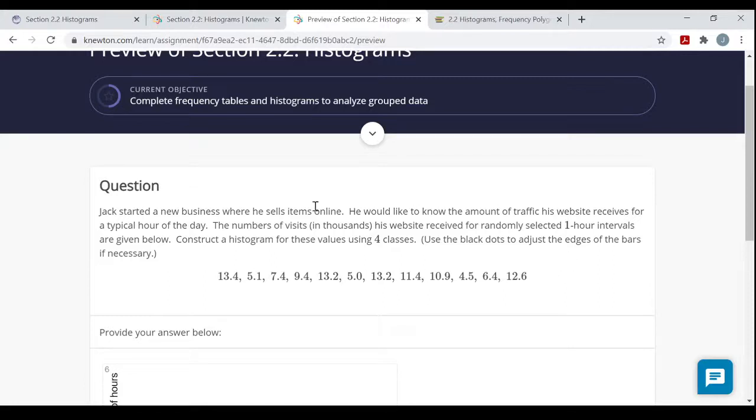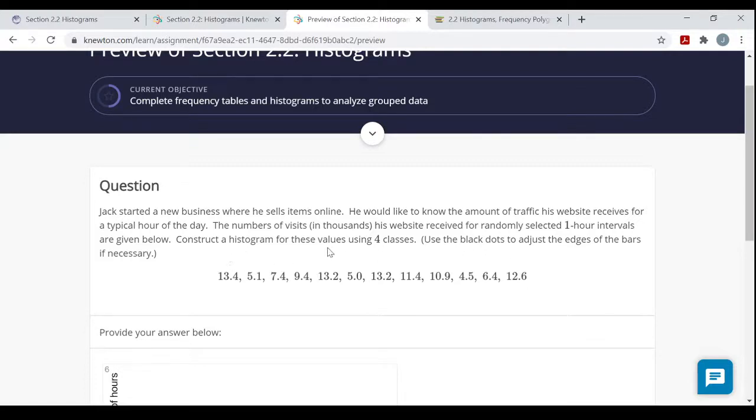All right. So here, Jack started a new business where he sells items online. He would like to know the amount of traffic his website receives for a typical hour of the day. The number of visits, in thousands, his website received for randomly selected 1-hour intervals are given below. So 13.4 thousand in 1 hour that he selected, 5.1 thousand in another hour, and so on. Now again, the only difference between this and previous problems is that this set of numbers here is not put in order.